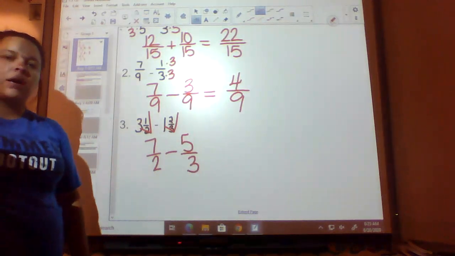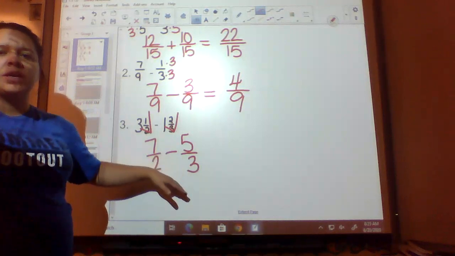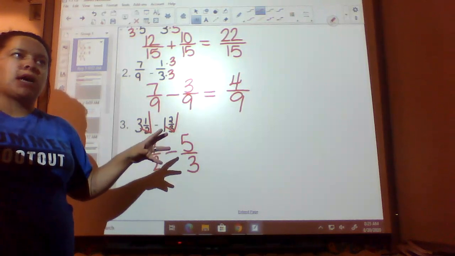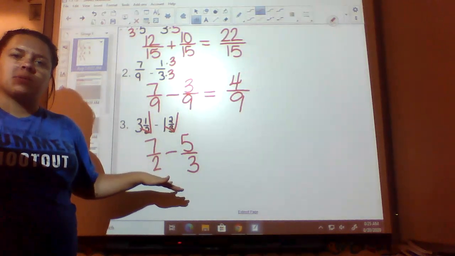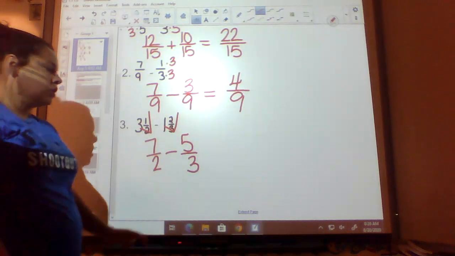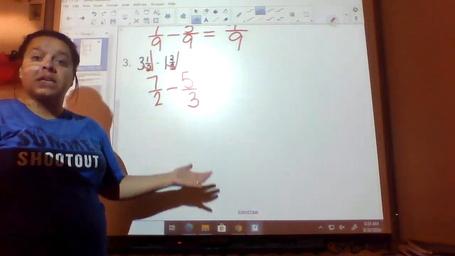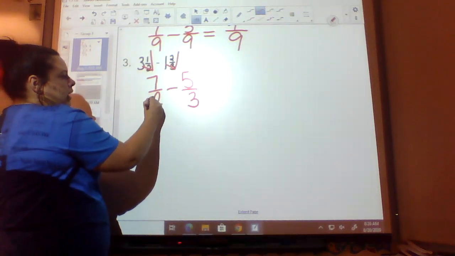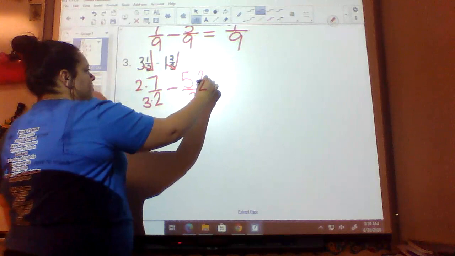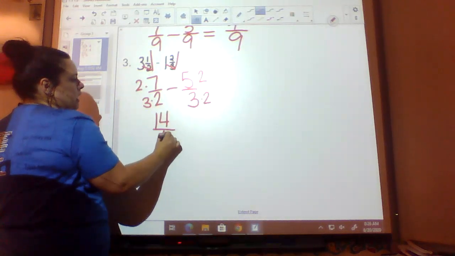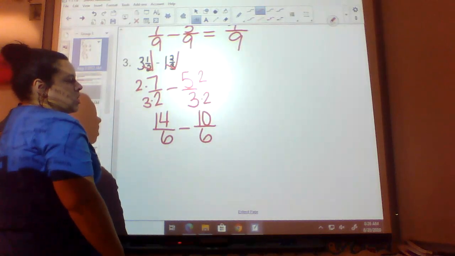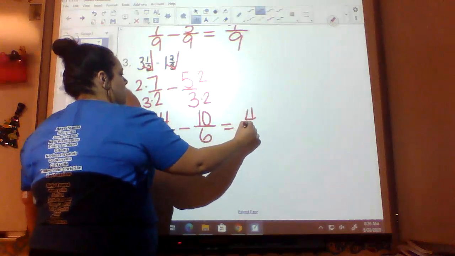Now I can go ahead and make a common denominator. If I didn't do this, you could still leave it and subtract it, but you're going to have to borrow. And borrowing sometimes is hard to understand, so when you make the mixed numbers into an improper fraction, it makes it a lot easier. You don't have to borrow then. So what would be the common denominator between 2 and 3? 6. So I'm going to multiply this one by 3, because 3 times 2 makes 6. And I'm going to multiply this one by 3, because 2 times 3 makes 6. So 2 times 7, that's 14 over 6, minus 5 times 2, that's 10 over 6, and now I can subtract. So 14 minus 10, that's 4/6.